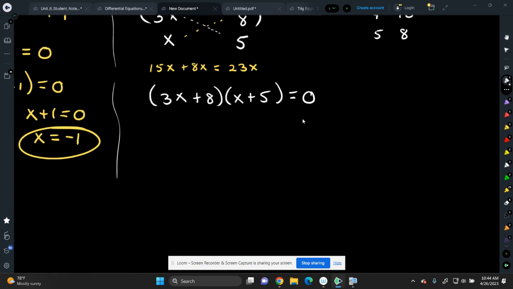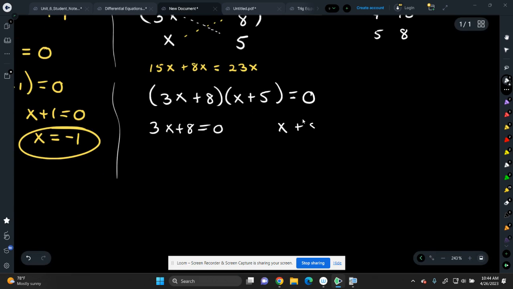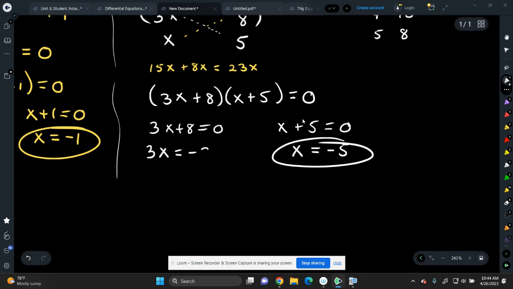So now we have 3x plus 8 equals 0. X plus 5 equals 0. So this one's easy. I'm just going to subtract 5, so we get x equals negative 5. And then over here, I'm going to subtract 8, so I get 3x equals negative 8. And we'll divide by 3, so x equals negative 8 over 3. And those are my two answers.